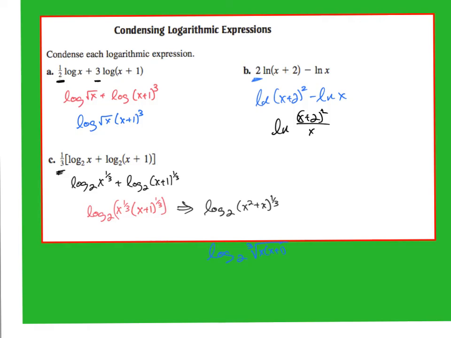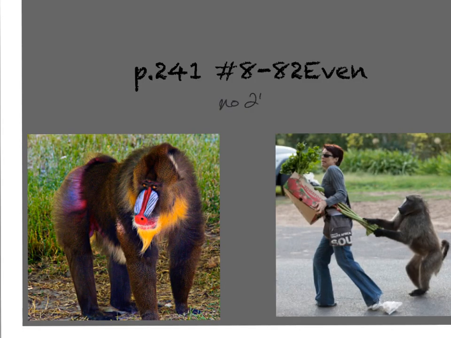All right. Now 24, 26, or 28. All right. 8 through 82 even. Looks like a lot. It really actually will go quite quickly.